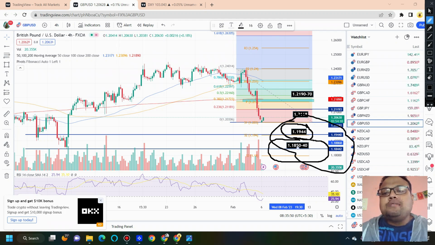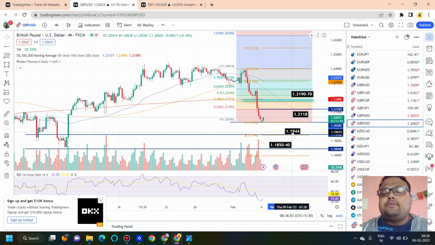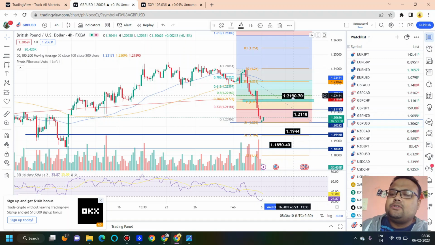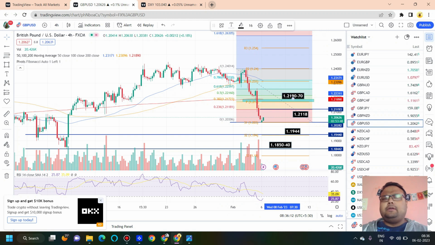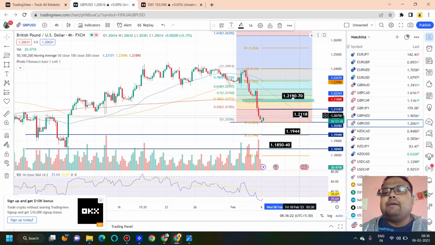So still we have two good levels: 1.1944 and 1.1850 to 1.1840. 1.1850 to 1.1840 is the strongest support on the chart of GBPUSD right now. 1.1944 is the first support if the market shows a big drop. Similarly, if the market goes up, then we have resistance around 1.2190 to 1.2170. Not very strong, but considering the ongoing selling pressure, this level looks like a strong resistance right now. Before that, we also have some resistance around 1.2118.